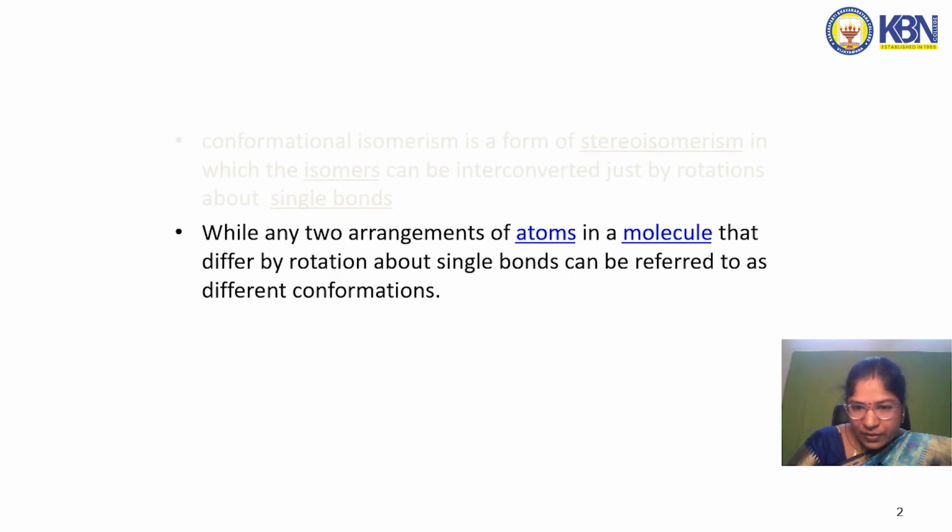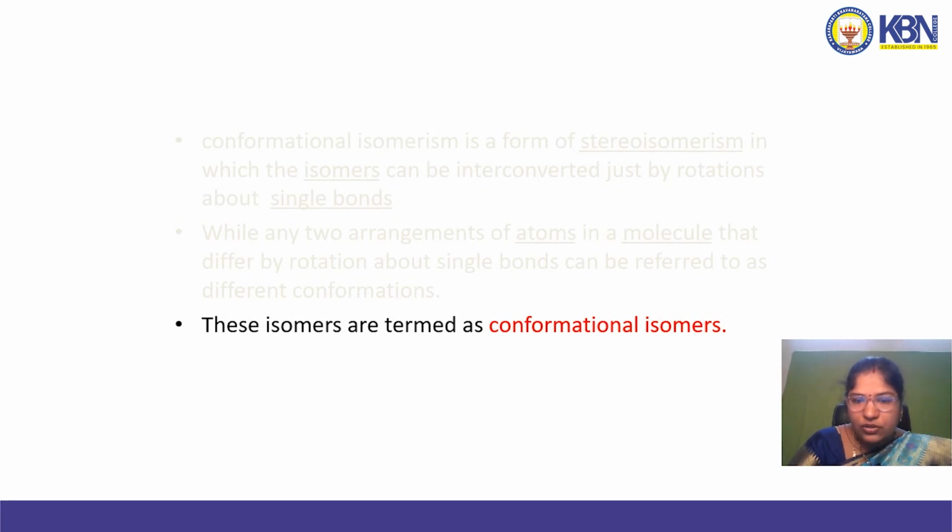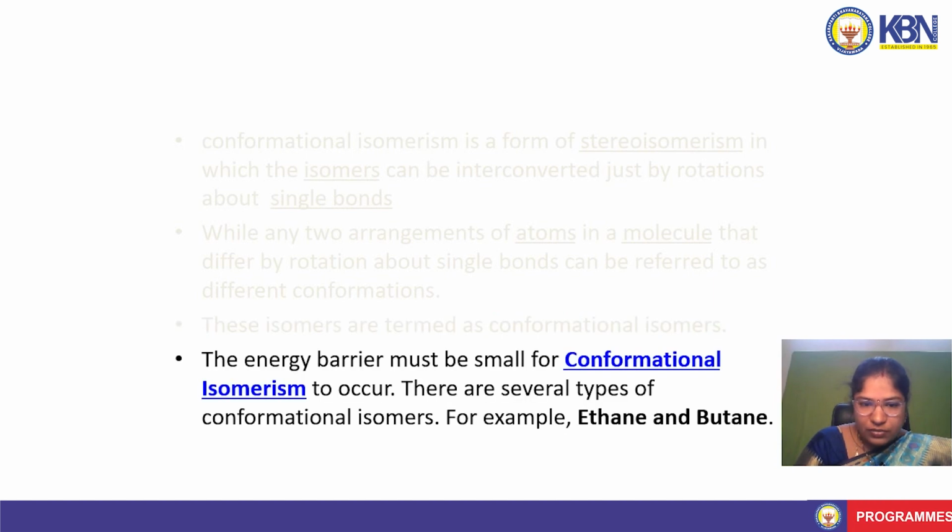Any two arrangements of atoms or molecules that differ by rotation about single bonds can be referred to as different conformations. Conformational isomers have the same molecular formula, but the spatial arrangement of the atoms or molecules is different. These isomers are termed conformational isomers. The energy barrier must be small for conformational isomers to occur.